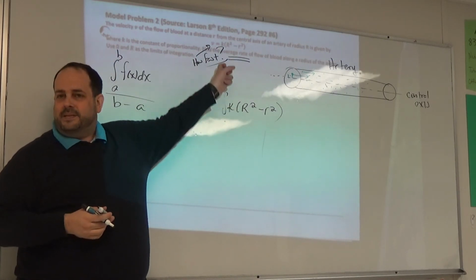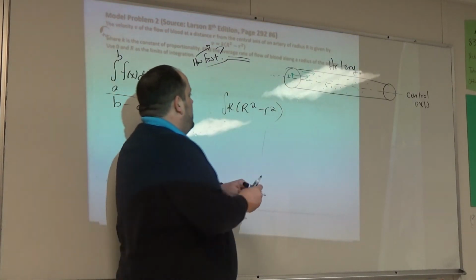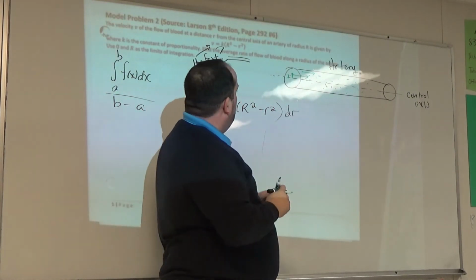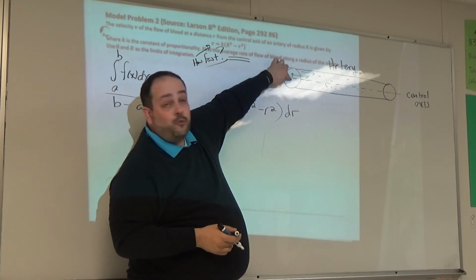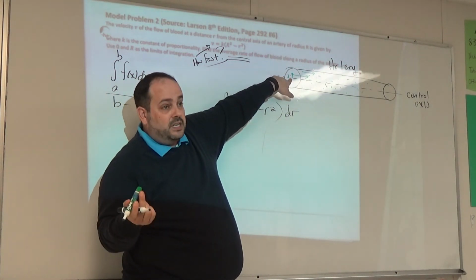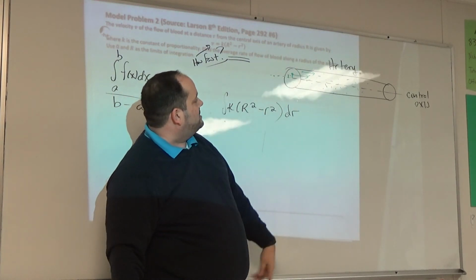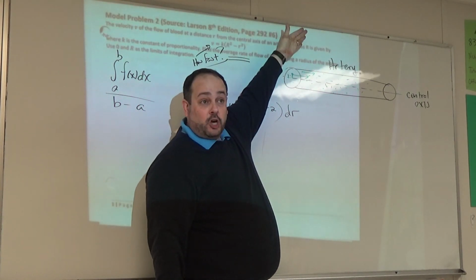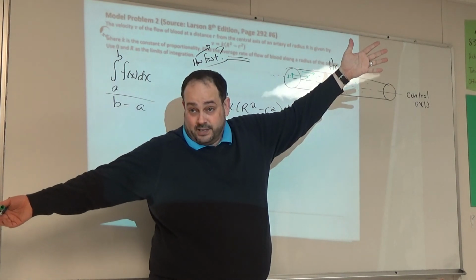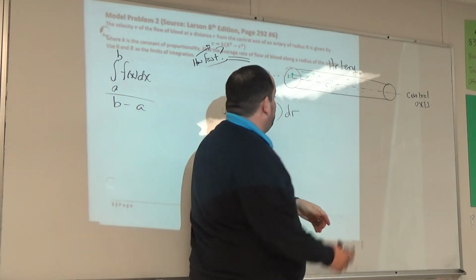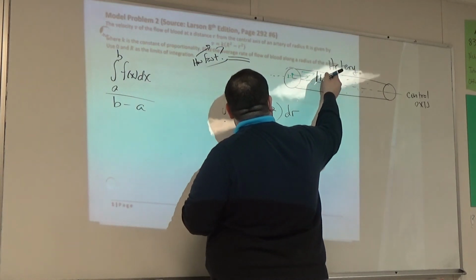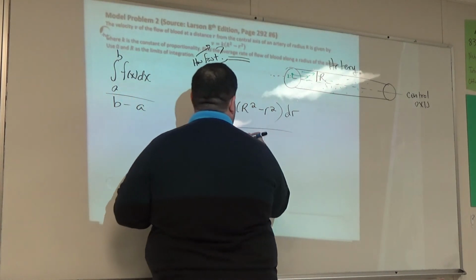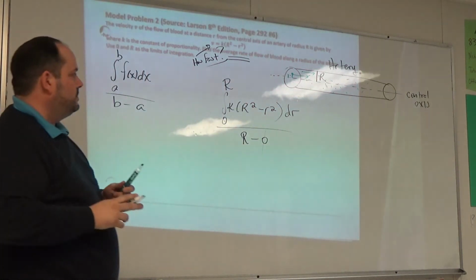But I need to figure out what my limits of integration are. 0 and R. If little r is how far away I am from the central axis, what are my options? I could be right on the central axis, in which case the distance is 0, and the greatest I could be away from the central axis is the big R. I'm not going to be out here. We hopefully don't have blood flowing through our body outside the arteries. That's bad. So big R is your radius, so you're going to go from 0 to big R, and then you're going to divide by big R minus 0.